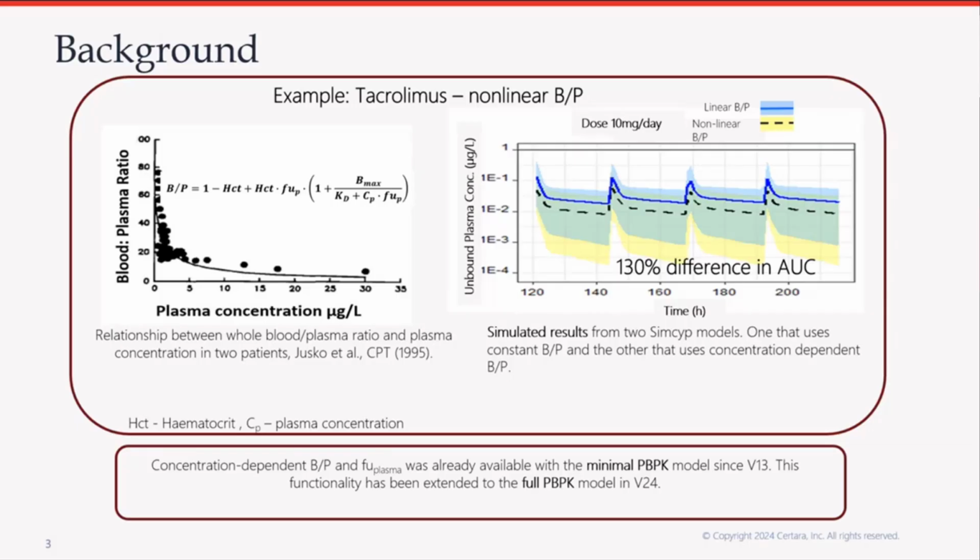That's the dashed line, using the concentration-dependent BP, compared to using just a constant BP, and there's a 130% difference in the AUC between the two. So you can see it can make a big difference. Concentration-dependent blood plasma ratio and FU has been available with a minimal PBPK model in Simcyp since version 13, but in version 24 it's been extended, so it's now compatible with the full PBPK model.